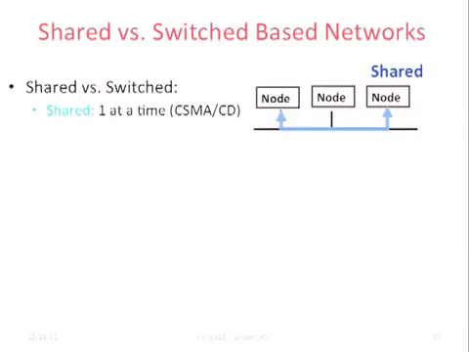There are shared networks where there's basically one wire, and all the machines are on that wire, and you have to share the wire. So you have to split it over time or over frequency, or you have to do collision detection and back off to make sure that things aren't interfering.